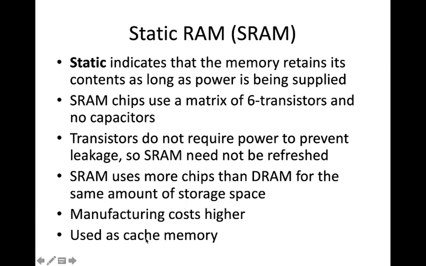Mainly SRAM chips were used as cache memory. I'll talk about cache memory later. It is the fastest of all memory, directly accessed by the CPU. We use it as a temporary memory in between the CPU and primary memory. We will talk about it later. SRAM's manufacturing cost is higher, and it is very fast, so it is used as cache memory. It consists of 6 transistors.